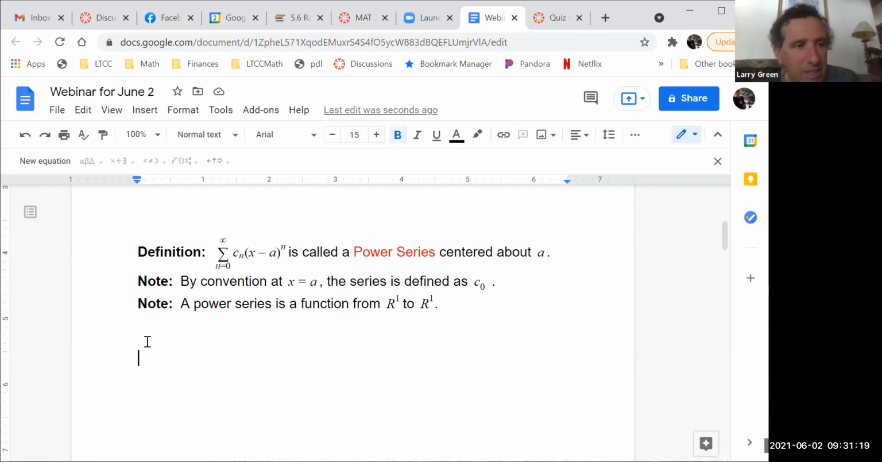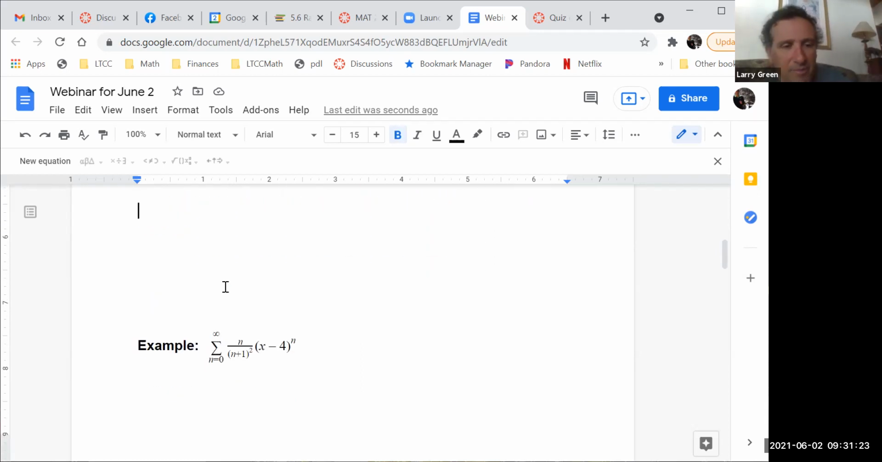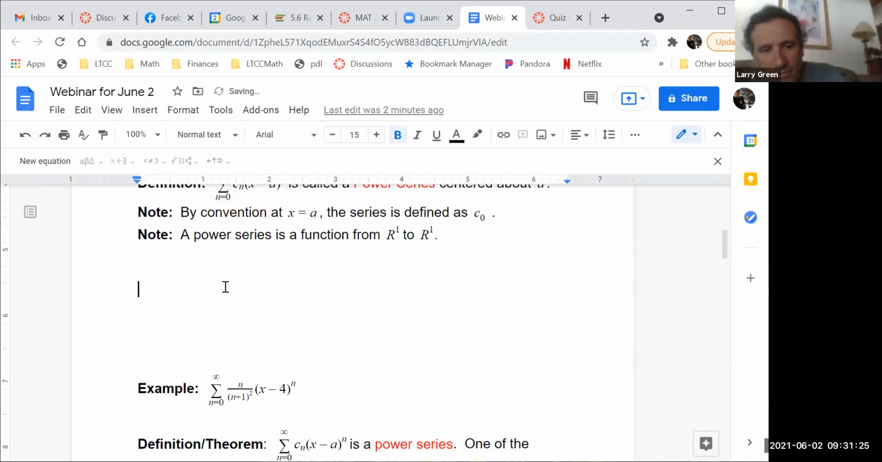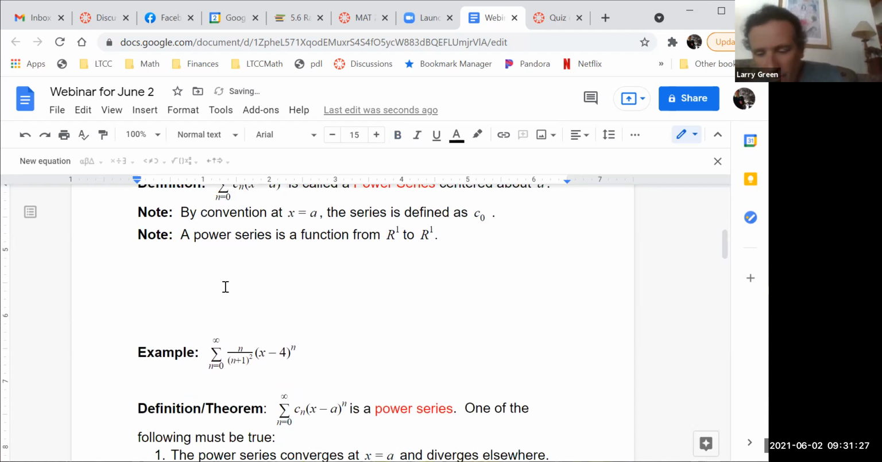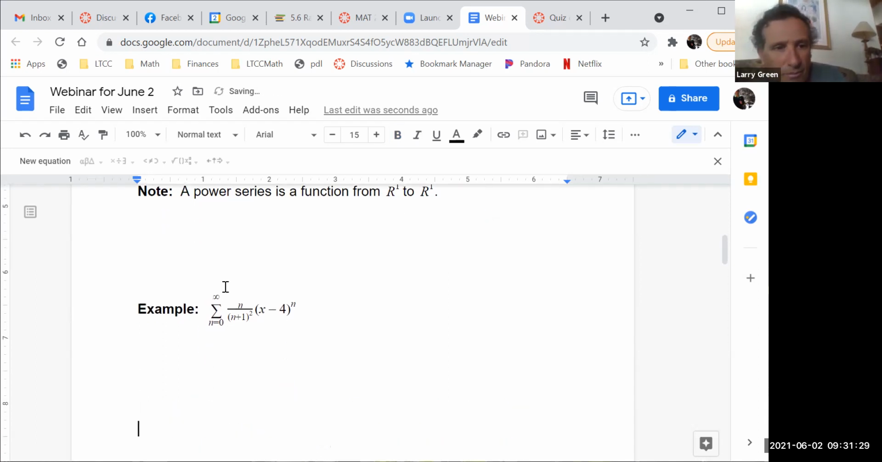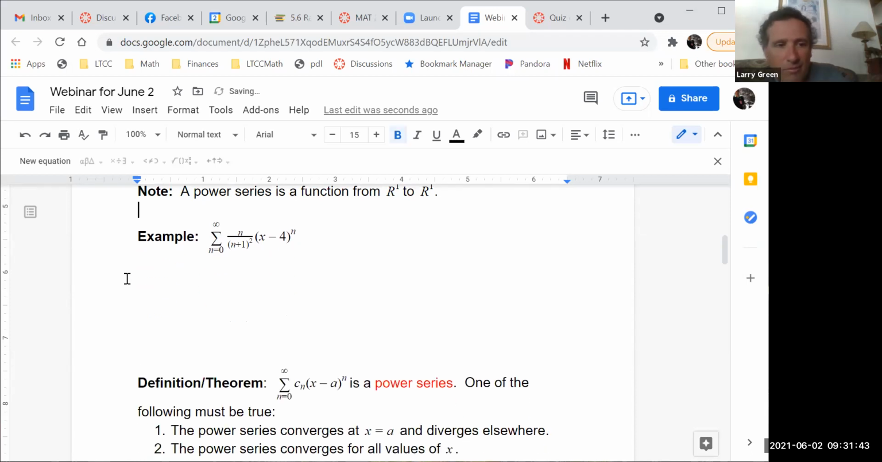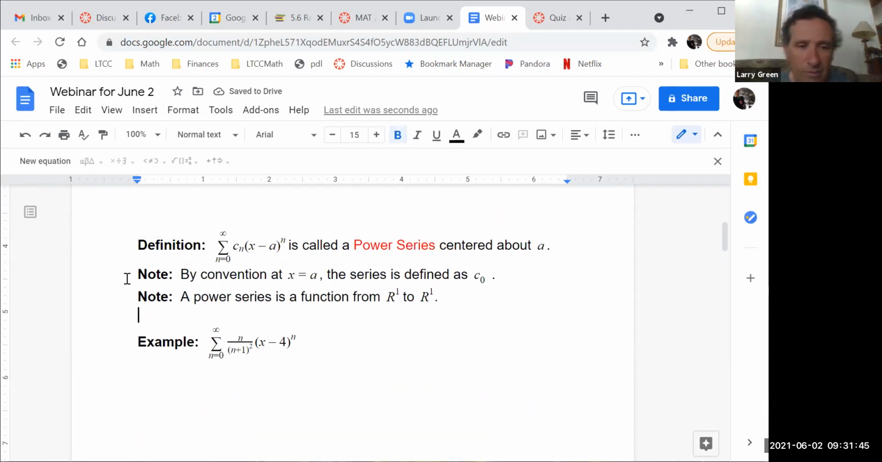So maybe I'll just give some examples just for fun. Oh yeah, I do have an example. Okay, so an example is summation n equals 0 to infinity of n over (n plus 1) squared, times (x minus 4) to the n. Do you agree this is, by the definition, a power series? Any questions on that?